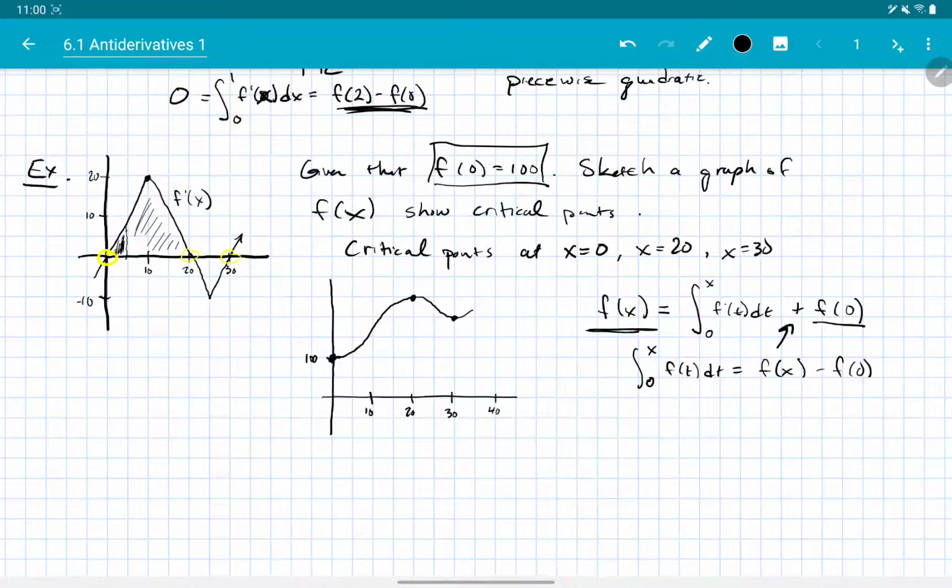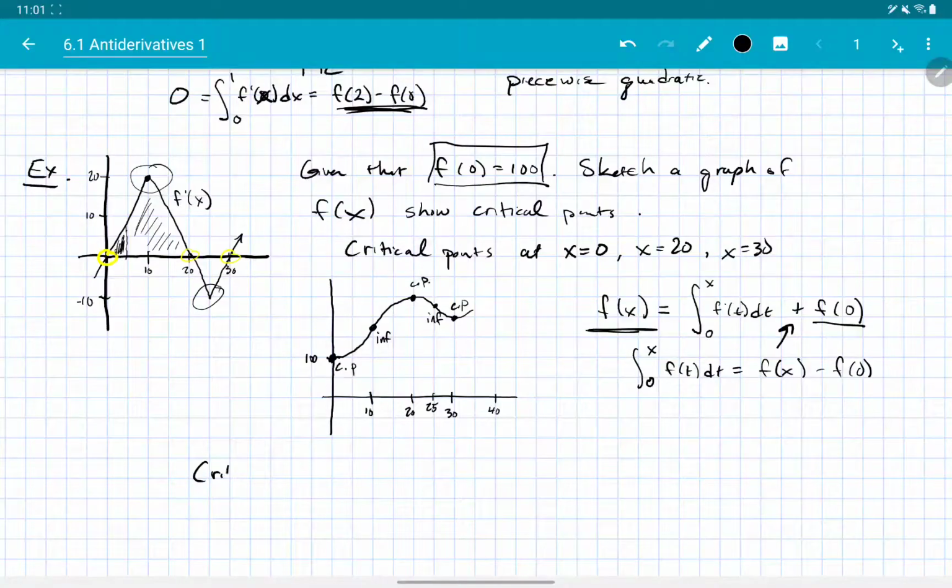Now, there's another key thing that we can see from this here. We actually have some inflection points. So this is a critical point. Here we have a critical point. Here we have a critical point. But we actually have inflection points here and here. The reason for that is we have this sharp change in f prime at those values, at x equals 10 and x equals 25.